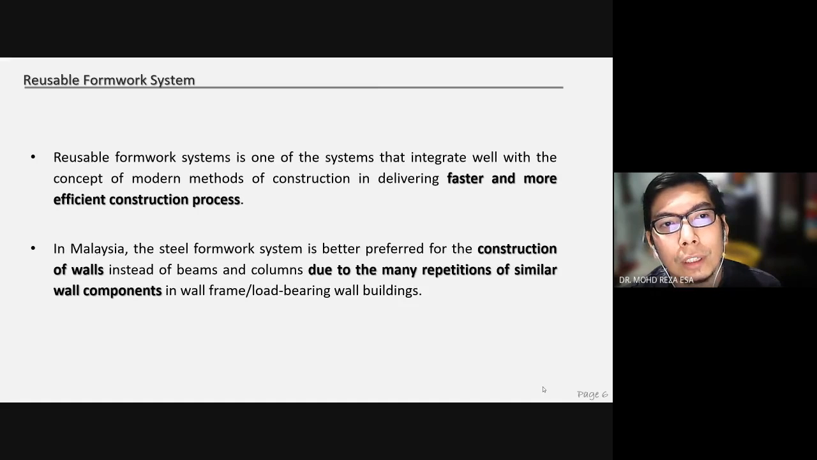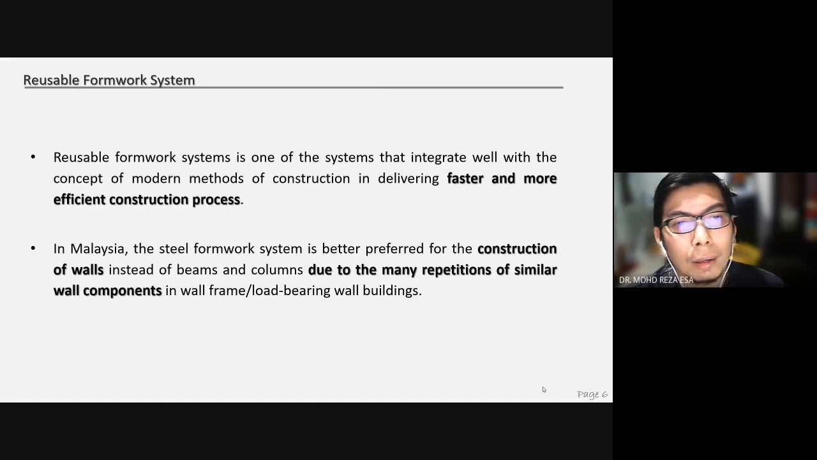Nowadays we are talking about a faster construction process. We want to complete our projects as quickly as possible, especially housing projects, because we have a high level of demand for housing. In that case, we need a construction method that can complete your project as quickly as possible. One of them is by using IBS, and one of them is by using a reusable formwork system. In Malaysia, the steel formwork system is preferred for the construction of walls instead of beams and columns, due to the many repetitions of similar wall components in wall frame, not bearing wall, buildings.